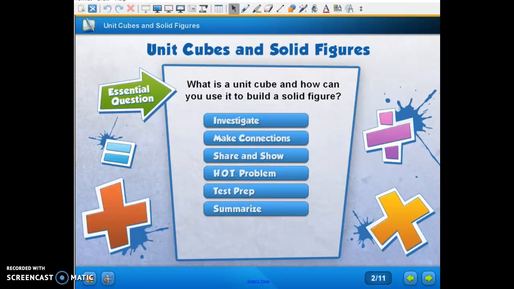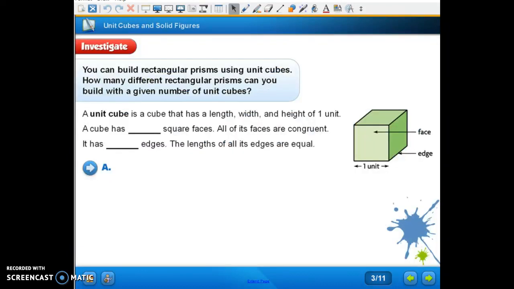This is lesson 11.6, and it's unit cubes and solid figures. What is a unit cube, and how can you use it to build a solid figure? Okay, so this is kind of getting into volume of things, how much space they take up. So here we go. You can build a rectangular prism using unit cubes. How many different rectangular prisms can you build with a given number of unit cubes?